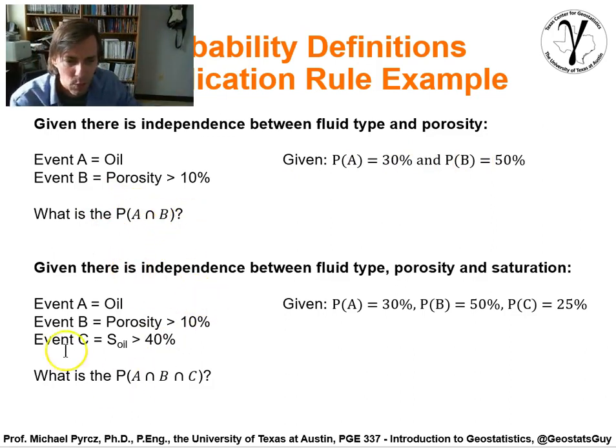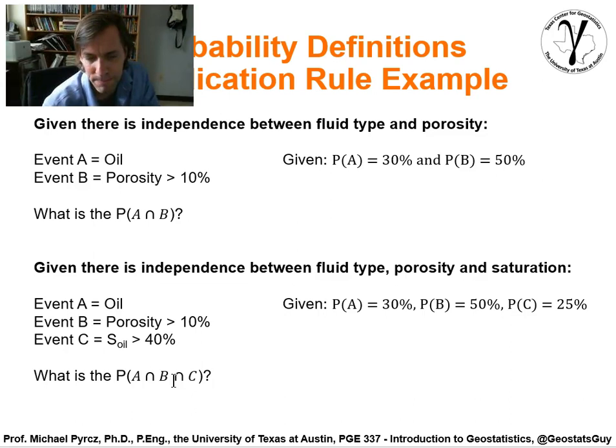And we have another case where we added saturation greater than 40%, and we could look at the probability of having all three of those events at the same time. Go ahead and just do that. That should be pretty straightforward. Pause it, and I'll give you the solution right now.